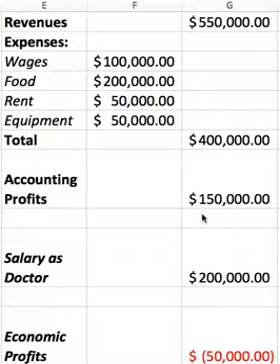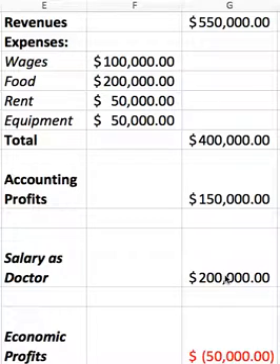Jeff made $150,000. When we look at it from an economic standpoint, what did Jeff forgo? What did he give up? Well, he gave up his salary of being a physician, $200,000, to go into the restaurant business. What Jeff gave up, what he forwent, we consider to be an opportunity cost in economics. And the opportunity cost is the salary of being a physician of $200,000.